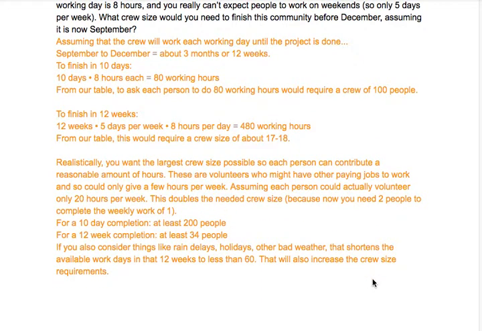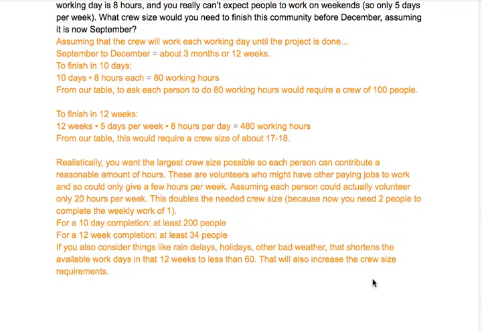Now, realistically, we of course know the more people you could get there, the less each person has to do. So larger crew sizes are going to mean a smaller job time. But keep in mind, these are volunteers. Volunteers often have other paying jobs, so they can only give a few hours per week. So even if you assume each person could only volunteer 20 hours per week, not 40, that doubles your needed crew size because now you would need 2 people to complete what used to be the weekly work of 1.